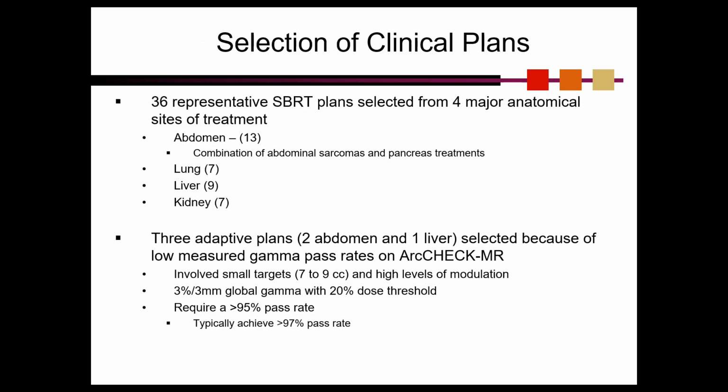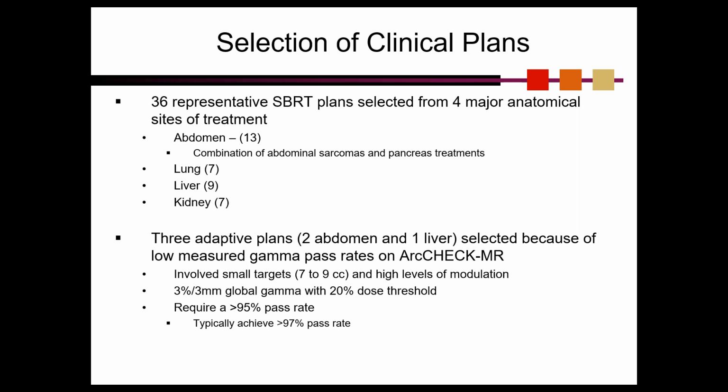Now, as scientists, and with only a relatively short amount of time to test drive the Delta4, we were very eager to put this device through its paces on our MR-linac. To that end, we selected 36 clinical SBRT plans spanning different anatomical sites of treatment, field sizes, and levels of plan complexity to measure using the Delta4. Ultimately, we landed on this distribution of plans that are shown here.